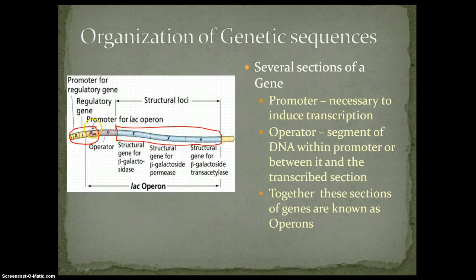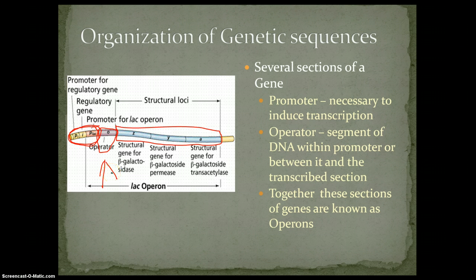Now, over here, this part that we talked about first, is a sequence of DNA that actually starts the process of transcription. This is where RNA polymerase binds. This is where the signal for RNA polymerase to begin acting happens. Now, between the promoter and the actual structural sequence is this section right here. It's called the operator.